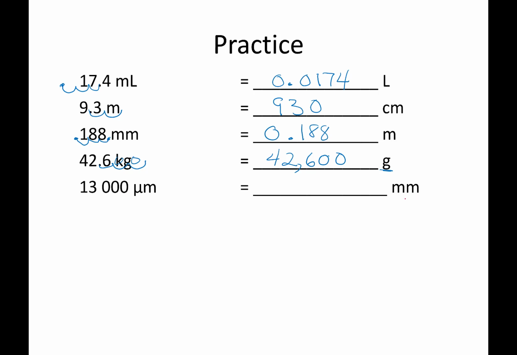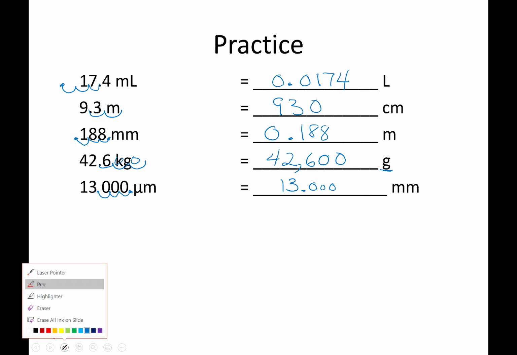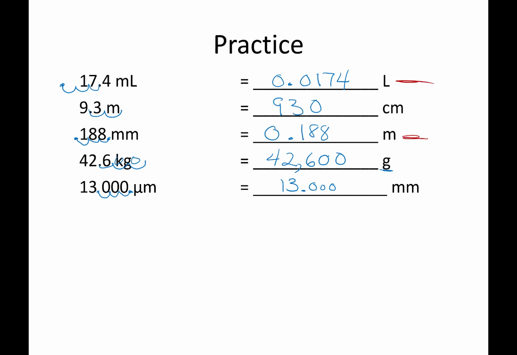Micro to millimeters. Here's my implied decimal. Micro, I'm going to go 1, 2, 3, so 13.000 millimeters. Now I did something along the way that some of you might have spotted and said, why'd you do that? For this one and this one, I put an extra 0 in front of the decimal. Why did I do that?